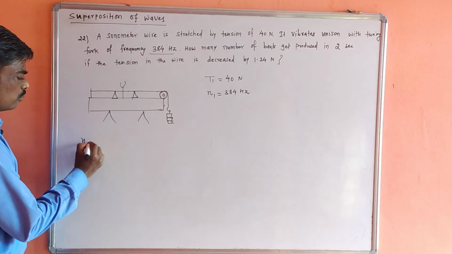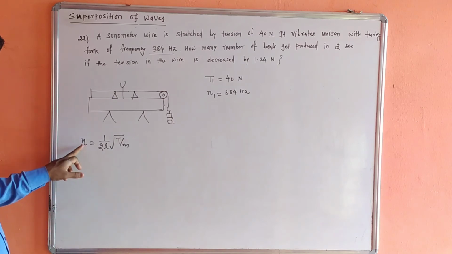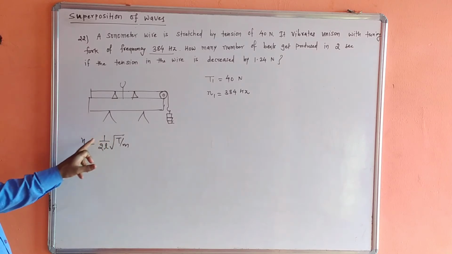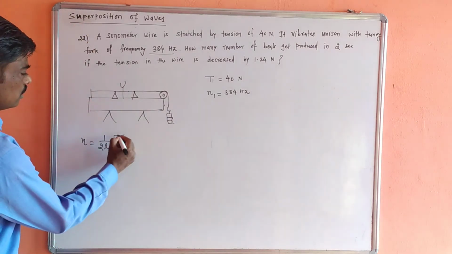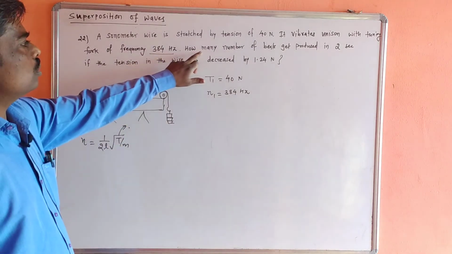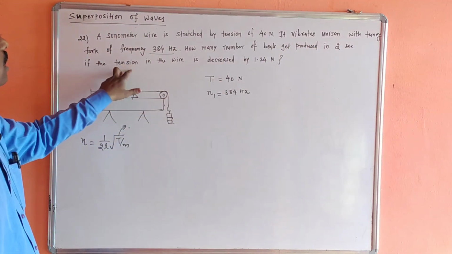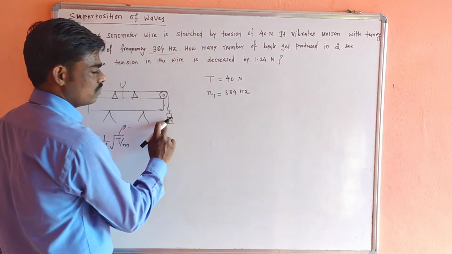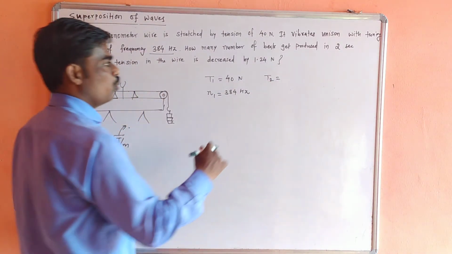Now according to the formula, N is equal to 1 upon twice L under root T by M. We know that the frequency may change either by length, by tension, or by linear mass density. So in this problem, there is a change in tension. What is given to you? The tension in the wire is decreased by 1.24 Newton. That means there is a change in tension. It is decreased by 1.24.